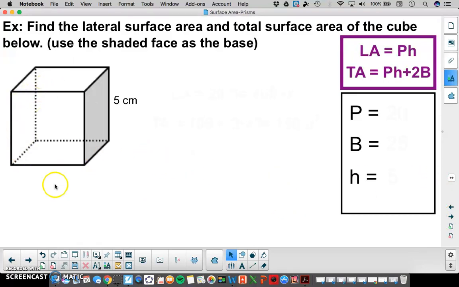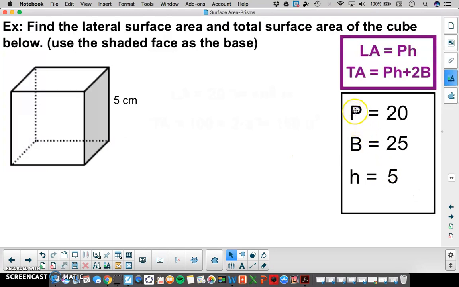Next, we want to find the lateral area and total surface area of this cube. In a cube, all of the surfaces are squares. And so we can find the perimeter of a square by adding all the sides. Since we know one side is 5, we know all of them are 5. So 5, 5, 5, and 5 gives us a perimeter of 20. Our big B, our area of the base, the area of this square is 5 times 5, which is going to be 25. The height of the prism is that lateral edge. So it's going to be 5 centimeters.